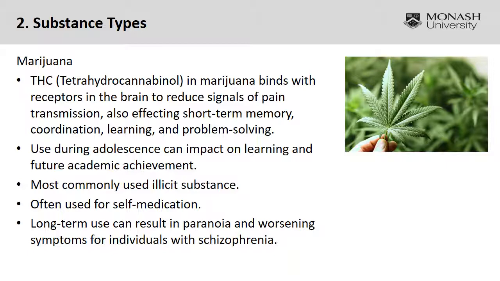people's future potential. So it can seem like it's the marijuana itself which is having an impact on people's education. It seems to be the most commonly used illicit substance worldwide, and that's still the case. It's also often used for self-medication, so people might find that they experience some level of anxiety. They'll start smoking marijuana and they'll find that it's quite effective for reducing those symptoms, and so they'll continue to use it to manage that.